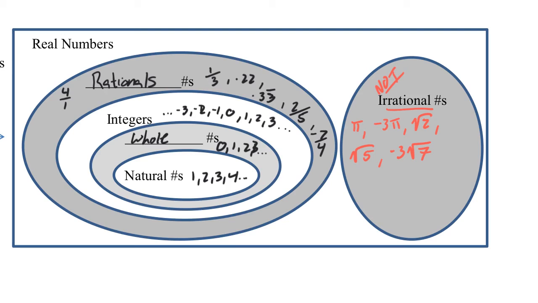Okay, and then we branch out into this even bigger box of the real numbers, which is what all of these numbers belong to. The rationals, the integers, the wholes, the naturals, and the irrationals are all still part of that big umbrella of real numbers.